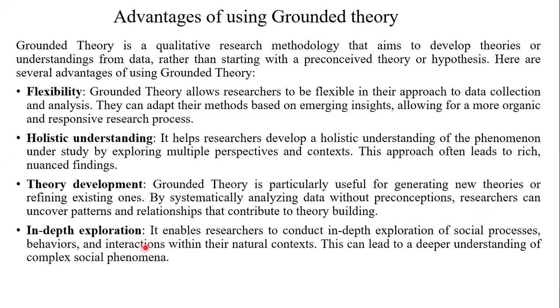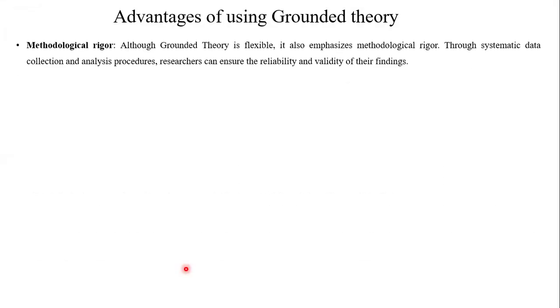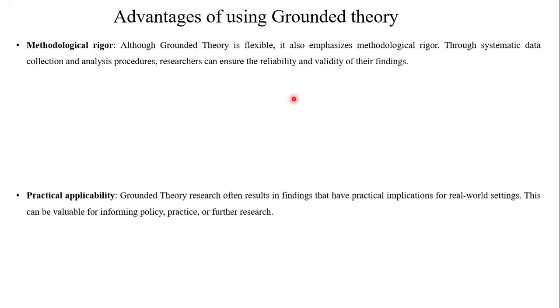So in-depth exploration. It enables researchers to conduct in-depth exploration of social processes, behaviors, and interactions within their natural context. This can lead to a deeper understanding of complex social phenomena. So, what is the next one? That is methodological rigor. Although grounded theory is flexible, it also emphasizes methodological rigor. What does methodological rigor mean? It means that through systematic data collection and analysis procedures, researchers can ensure the reliability and validity of their findings.